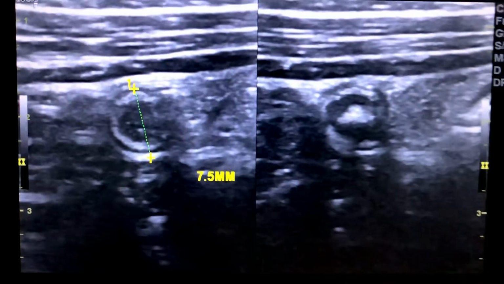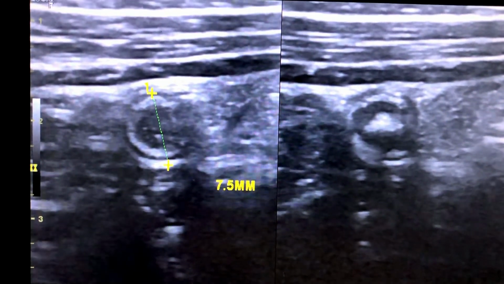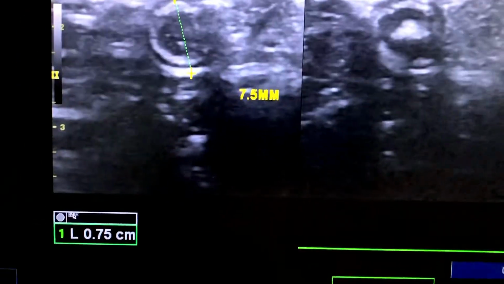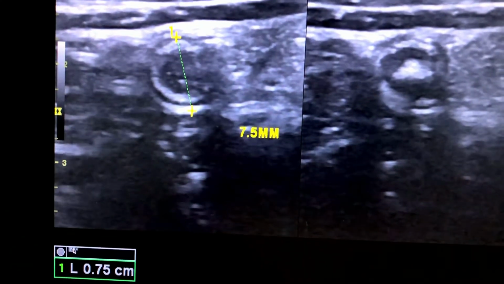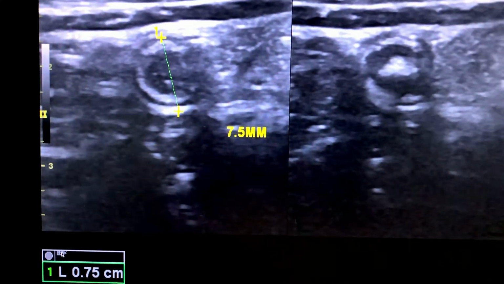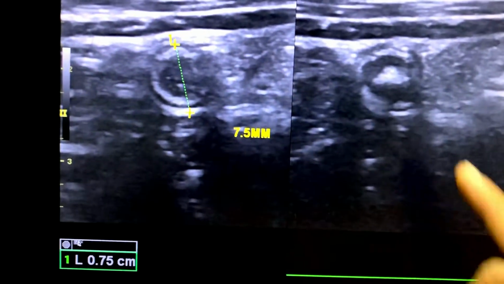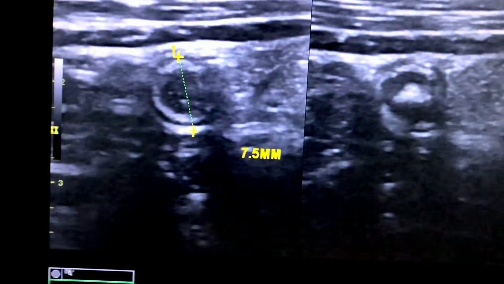Now this is a case of a patient who came for burning micturition, but this was an incidental finding. As we can see here, the diameter of this appendix is 7 mm, 7.5 mm. The appendix is quite enlarged, but this was absolutely normal clinically.